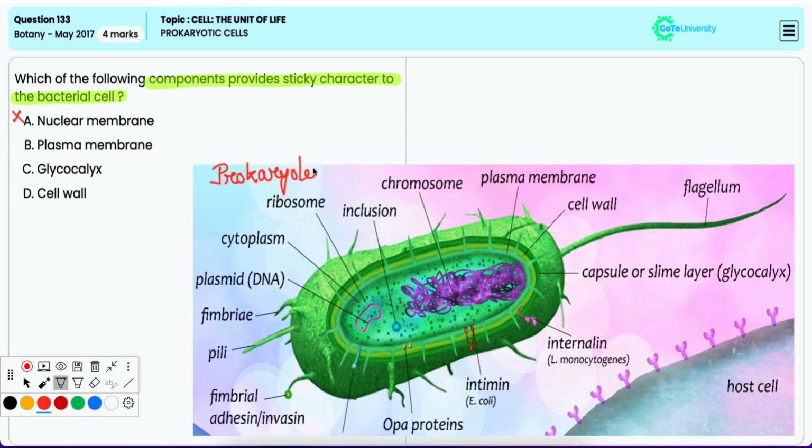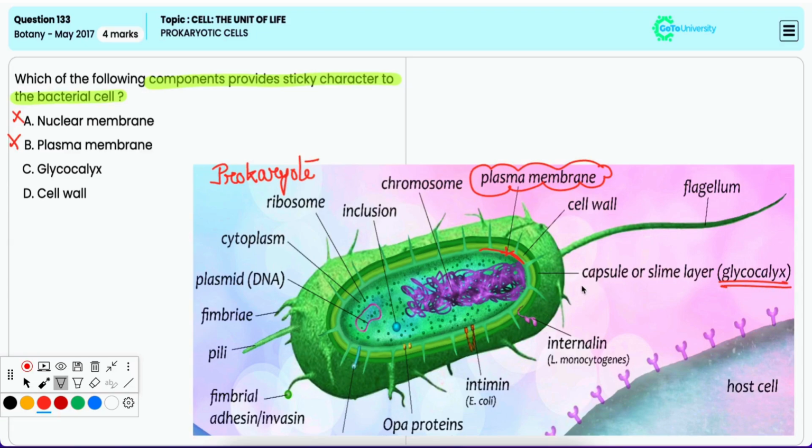Option B, plasma membrane. Now, while the plasma membrane is important for selective permeability and maintaining cellular integrity, it does not provide the stickiness. Hence, it is incorrect. Option C, glycocalyx.